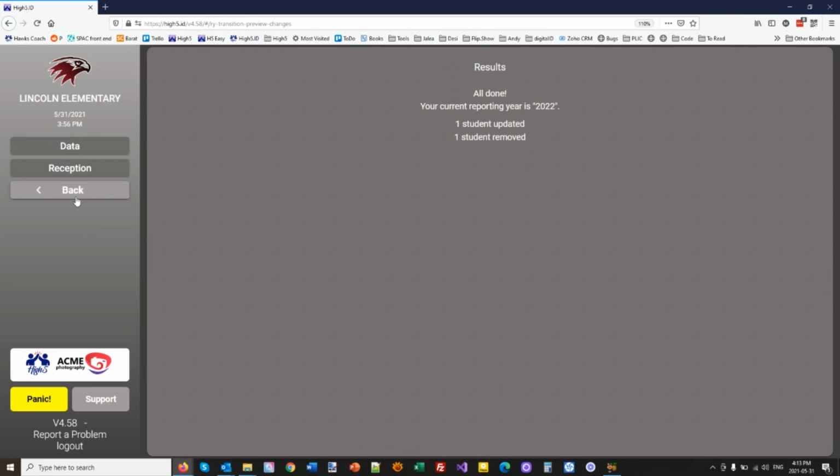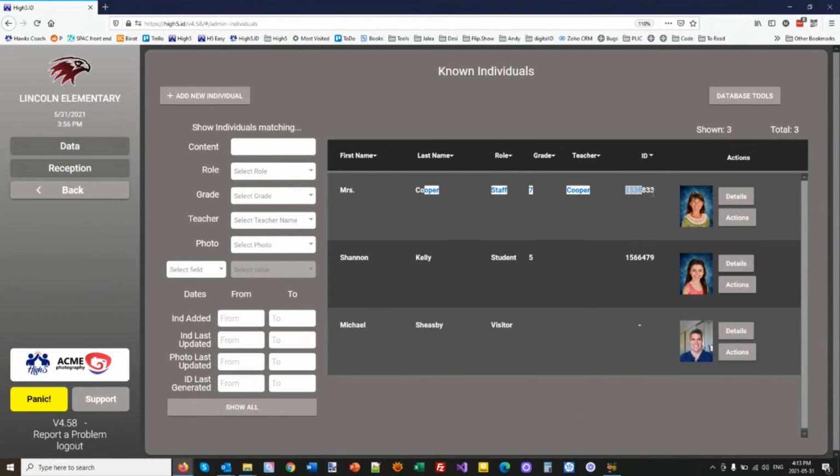That's it. And if we go back and look at the data now, we'll see that Miss Cooper is still around. Shannon Kelly, who was in grade 4, is now in grade 5 and does not have a teacher assigned. And this visitor, I guess, did have a dependent, sorry. So they were kept around. So that's how you manage the process of going from one year into the next.